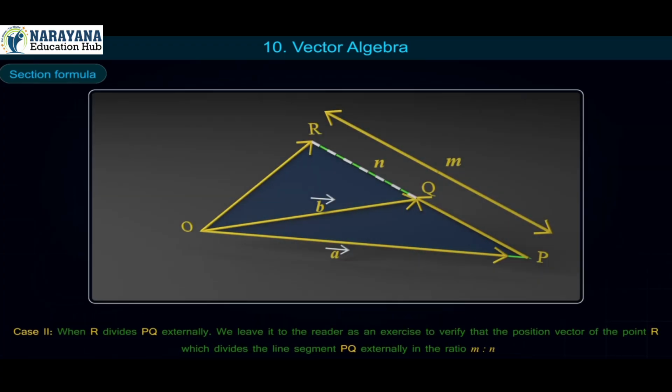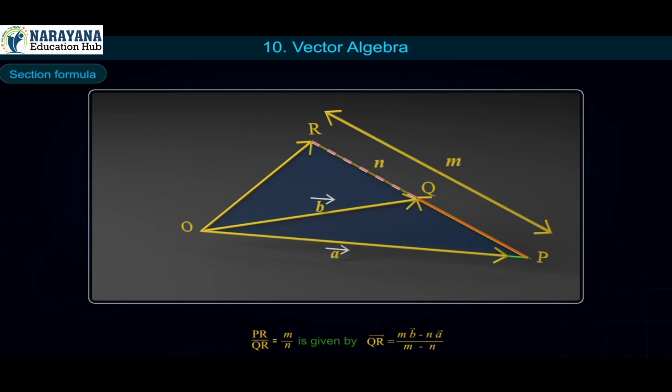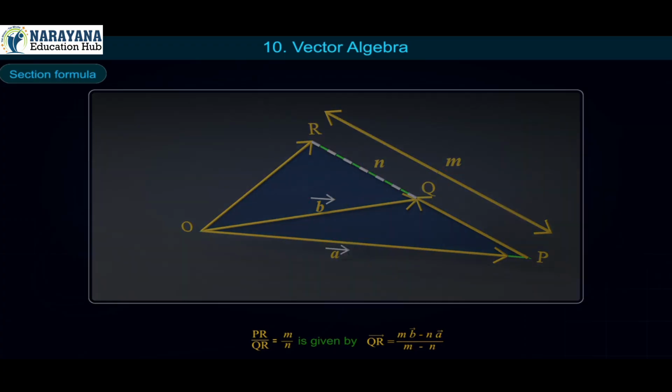Case 2. When R divides PQ externally, we leave it to the reader as an exercise to verify that the position vector of the point R which divides the line segment PQ externally in the ratio m:n, that is PR/QR = m/n, is given by vector OR = (m vector b − n vector a)/(m − n).